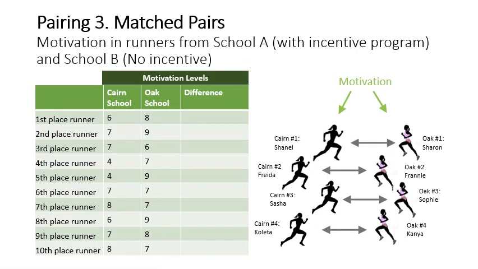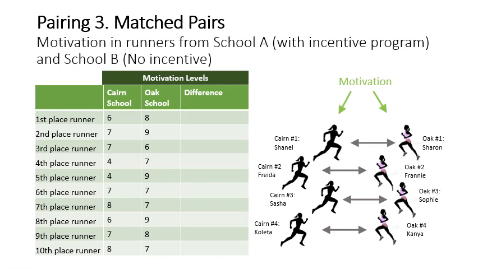Thirdly, we talked about matched pairs. And in this case, this is often used in schools where we have complicated situations. So let's imagine that we're comparing motivation in runners from school A that has some sort of an incentive program and school B that has no incentive. But we don't want to just compare the average scores of the runners. We think we should compare them according to how well they do in a particular race.